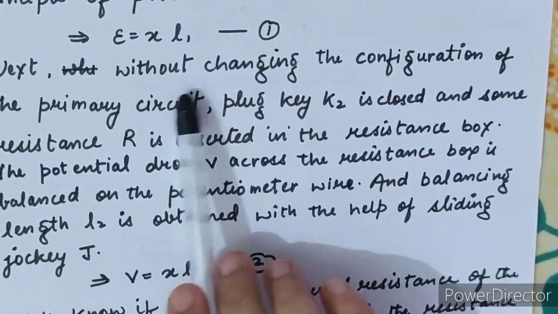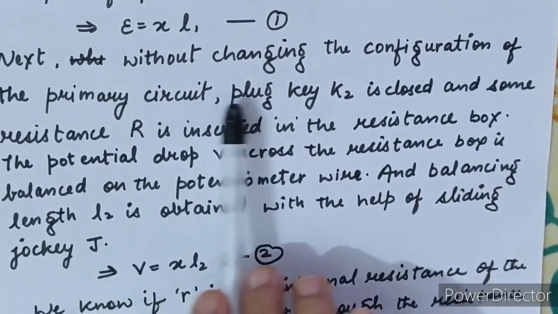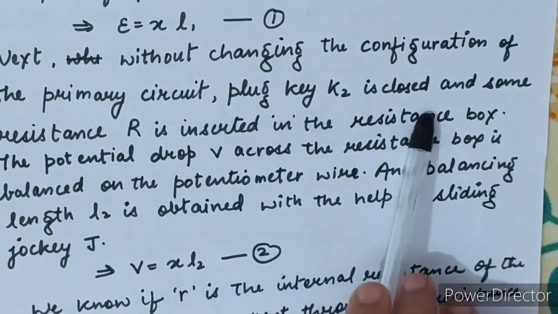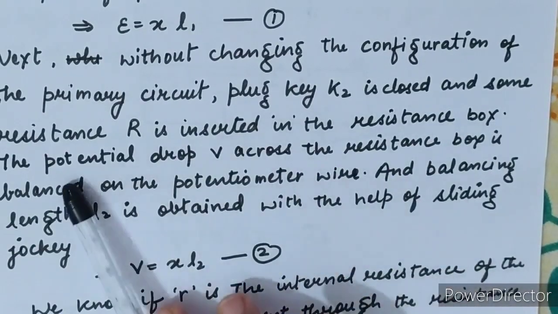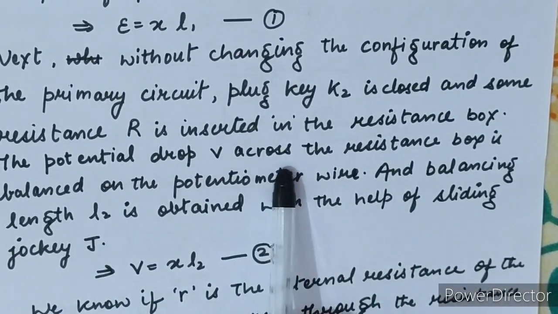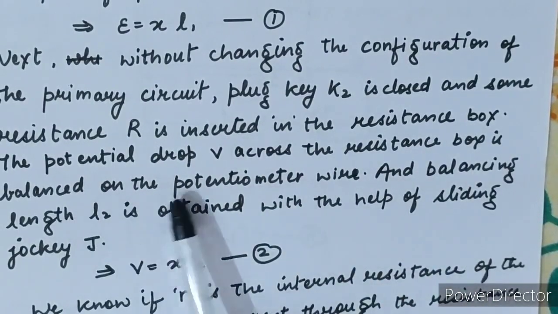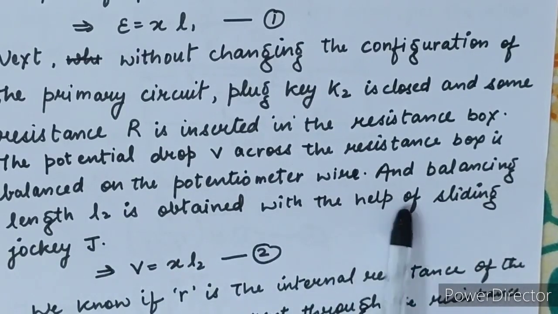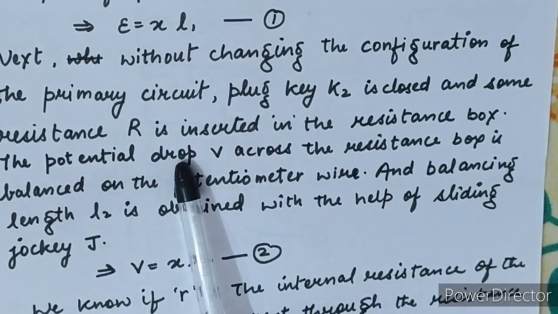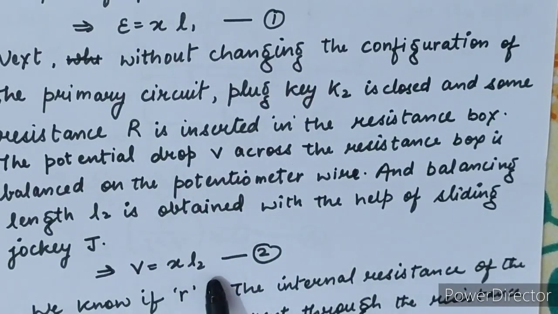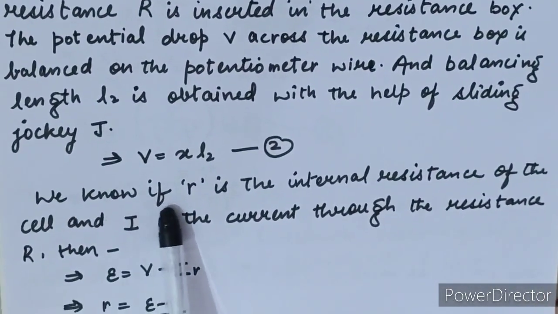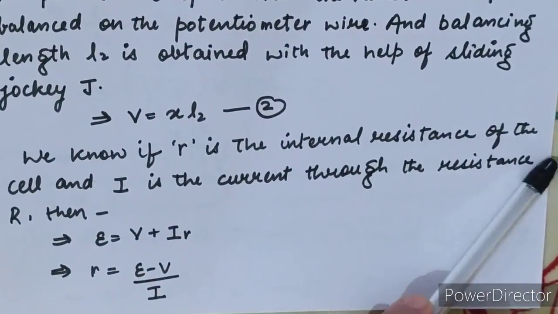Now next, without changing the configuration of the primary circuit, plug key K2 is closed and some resistance R is inserted in the resistance box. The potential drop V across the resistance box is balanced on the potentiometer wire, and the balancing length L2 is obtained with the help of the sliding jockey J. Now here we are having a potential drop. So for this L2, V equals XL2. Equation number 2.